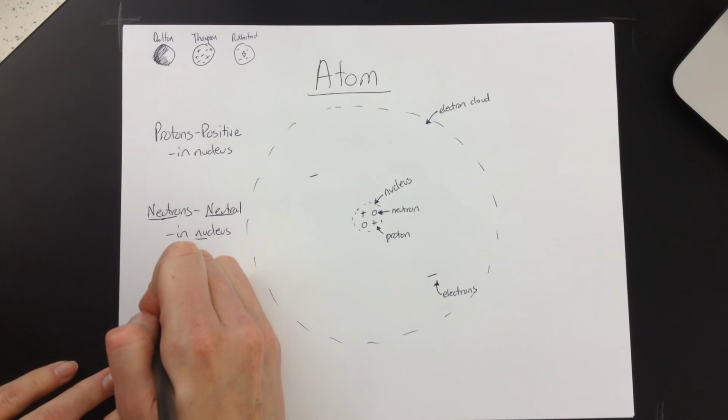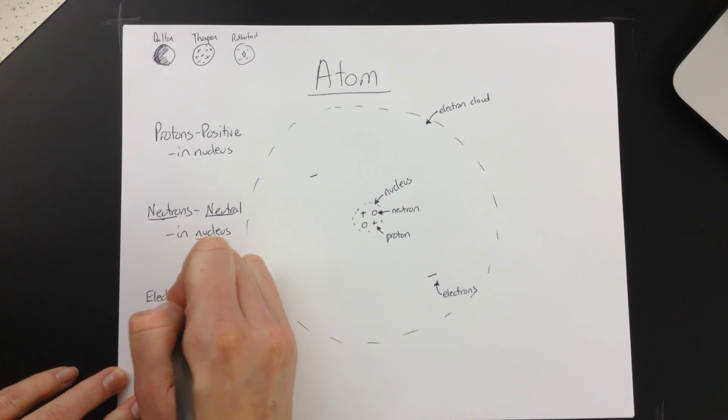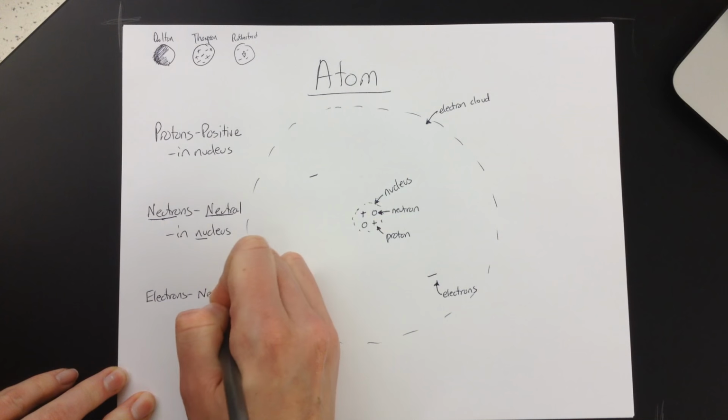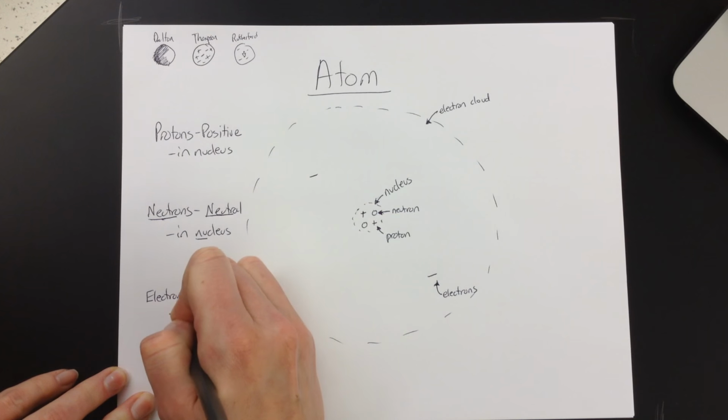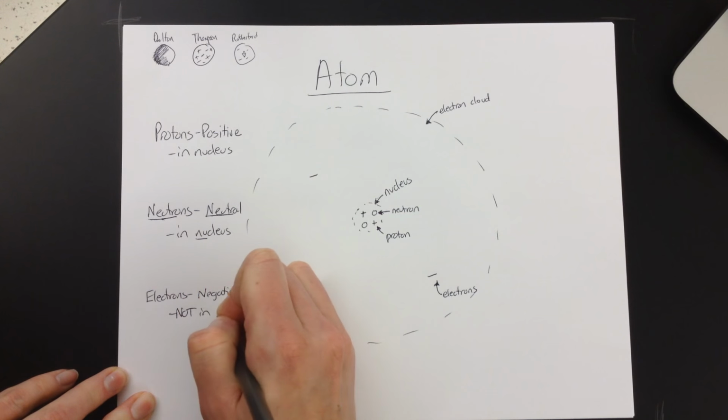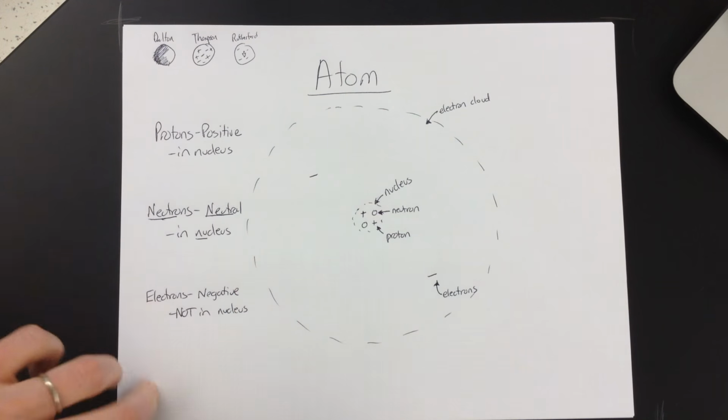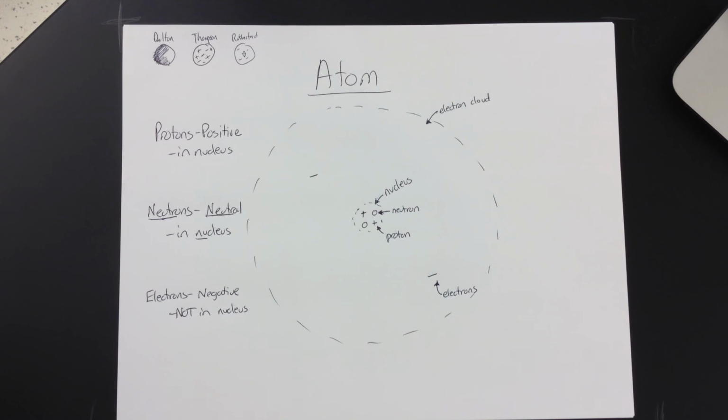Neutrons are neutral in the nucleus, and then electrons are negative. And they are not in the nucleus. And there you have it. That's the basic structure of an atom.